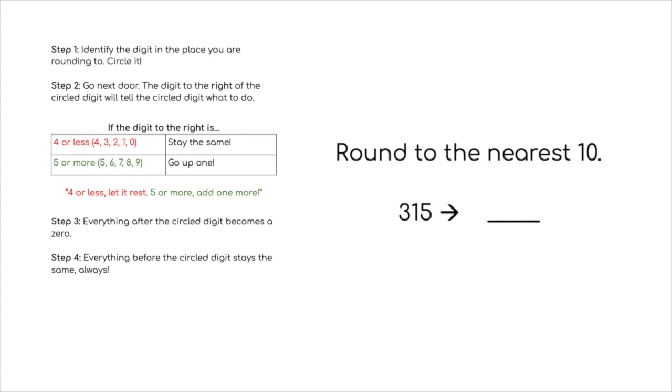Let's try one more rounding a 3-digit number to the nearest 10. So we have the number 315. Step 1 tells us to circle the digit that we are rounding to. So the tens place would be the 1. Step 2 tells us to look to the right, and we have a 5. When we look at our rounding rules, 5 would be 5 or more, so the circle digit is going to go up 1, so the 1 becomes a 2. Step 3 tells us everything after the circle digit becomes a 0, so the 5 becomes a 0. And step 4 tells us to just copy down whatever comes before the circle digit. So the 3 stays a 3. So 315 rounds to 320.